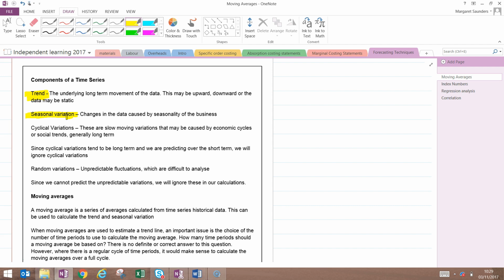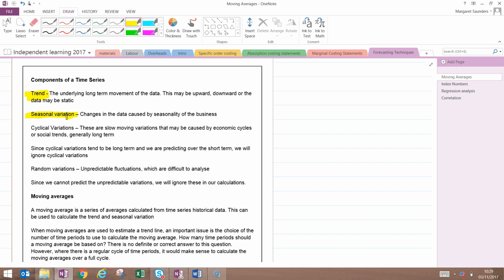There are also cyclical variations, and these are slow-moving variations that can be caused by economic cycles or social trends, and they're generally long-term. However, since we're predicting only over the short term, we're going to ignore these. There are also random variations. These are unpredictable fluctuations in the data. And since we can't predict the unpredictable, we're also going to ignore these.